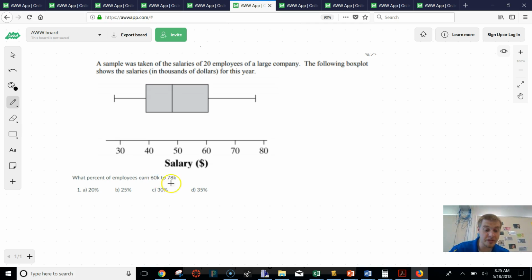It says, what percentage of employees are from 60 to 78? Well, that's 60, and that's 78. And again, we know that each of these 1, 2, 3, 4 spaces is 25%. So we know that that has to be 25%.